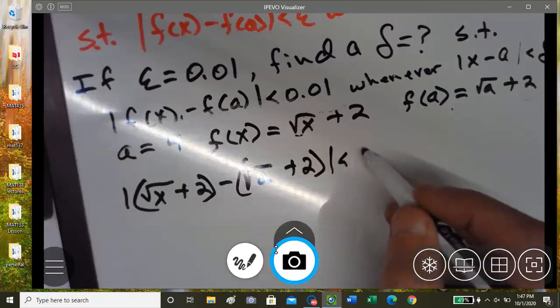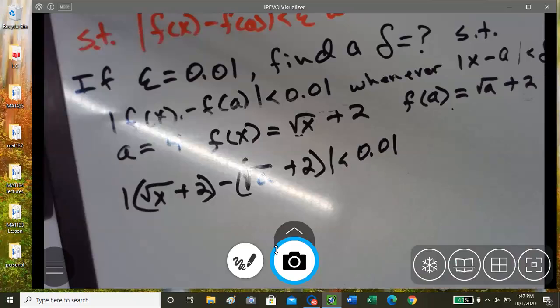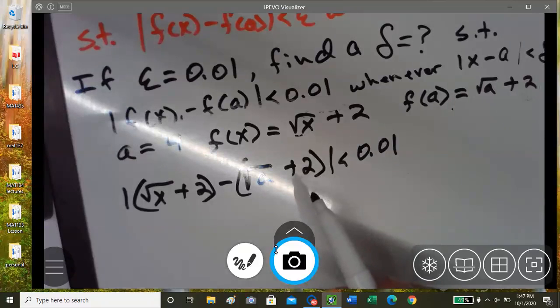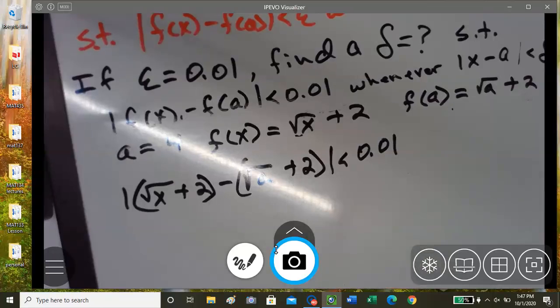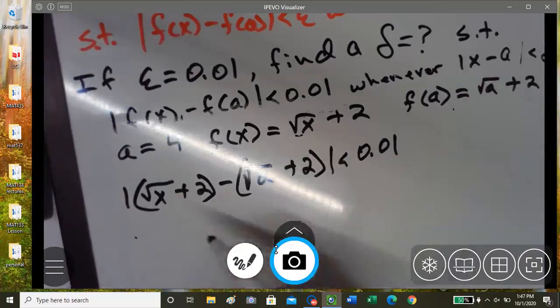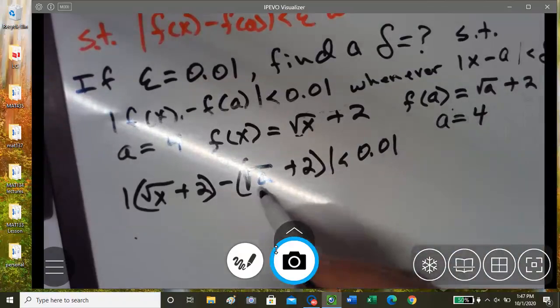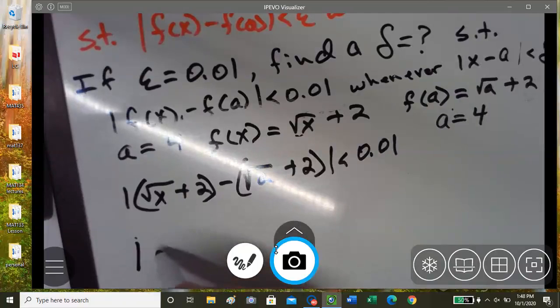And that's less than our epsilon, 0.01. Okay, from here we can go ahead and substitute in. Since we know that a equals 4, we can substitute 4 in there for a.